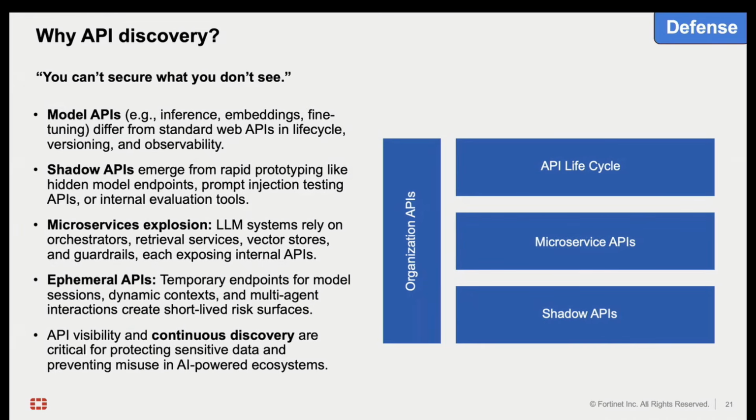And sometimes there are also temporary APIs which leave traces in the cache, which leave traces in the logs, etc. And the machine learning discovery will come to the rescue. So overall, in summary, FortiWeb can help discover these fast-paced agent or LLM-based APIs. Because what we can't see, we can't secure. So machine learning API discovery will come through.